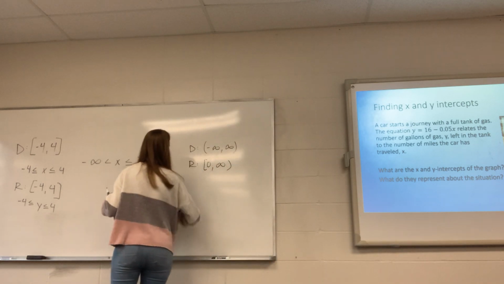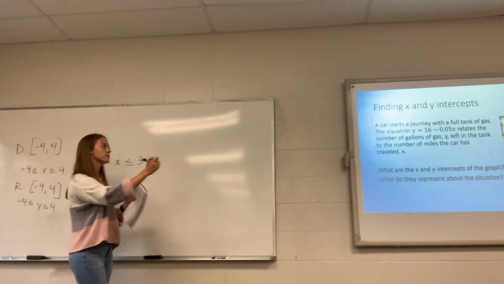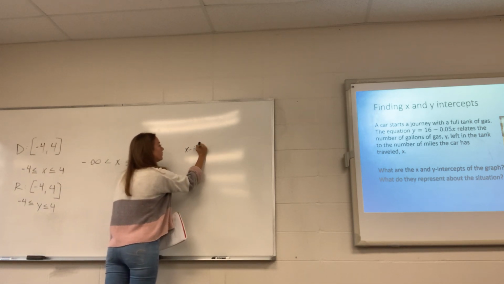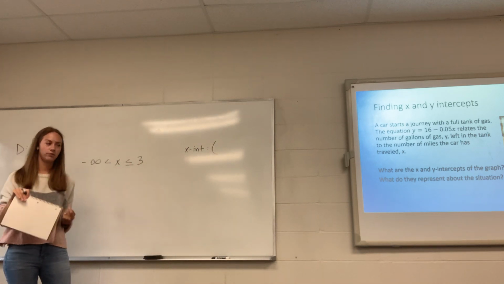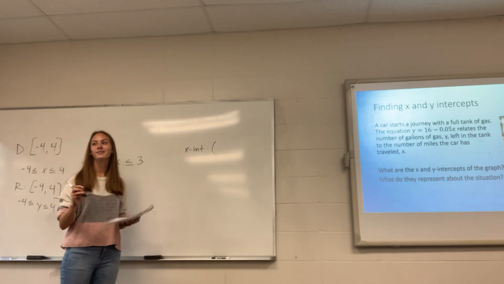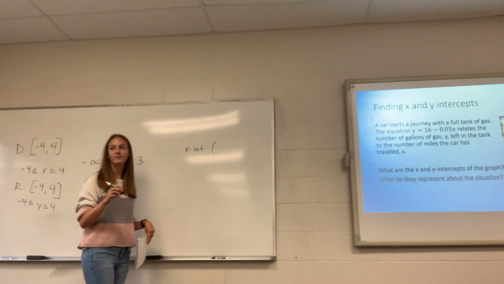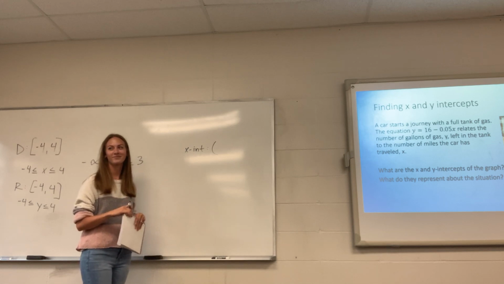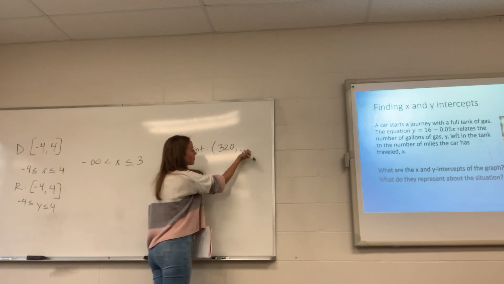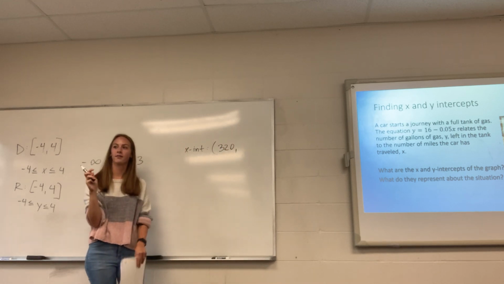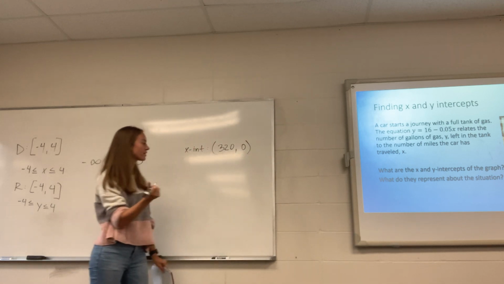Because we always write everything as coordinates, my x-intercept, if I write it as a coordinate, would be what? Braden, what do you think? 320 is my x, right? We just said that that's where my x-intercept is. What's my y right there? 0. Yeah, 0. Cool. Yep, so that's my x-intercept.